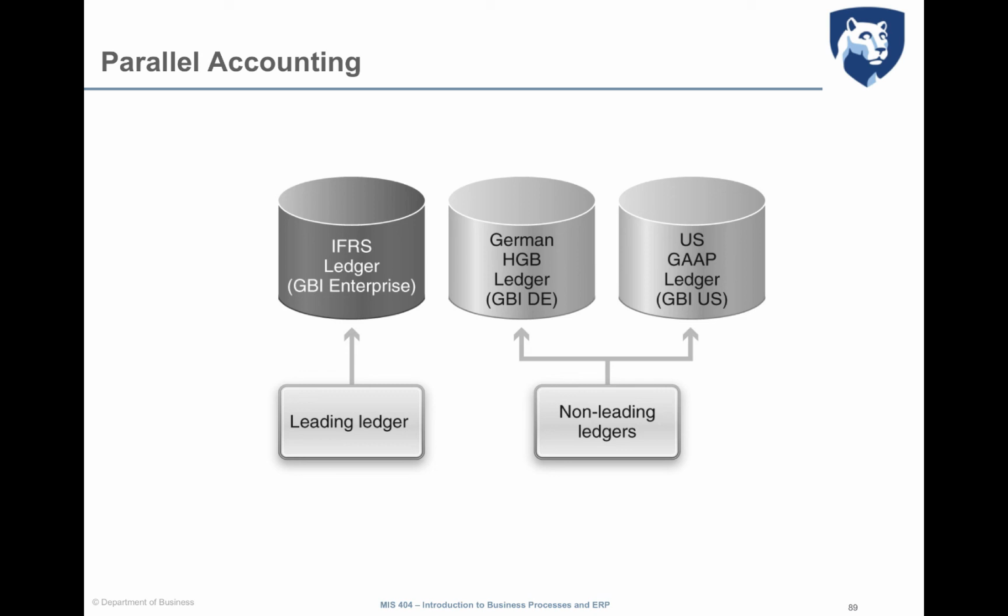And here you see what we discussed. In the case of GBI, the leading ledger follows the IFRS principles, which are related to the GBI enterprise. However, at each company level, so US and Germany, certain non-leading ledgers are defined in order to meet local accounting needs of the two companies. So GBI uses the leading ledger to consolidate its financial statement for the global enterprise, and the non-leading ledgers to meet local reporting requirements in Germany and in the United States.